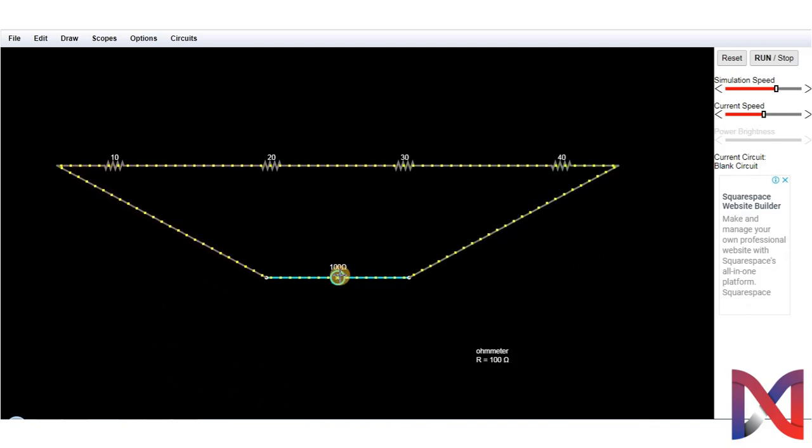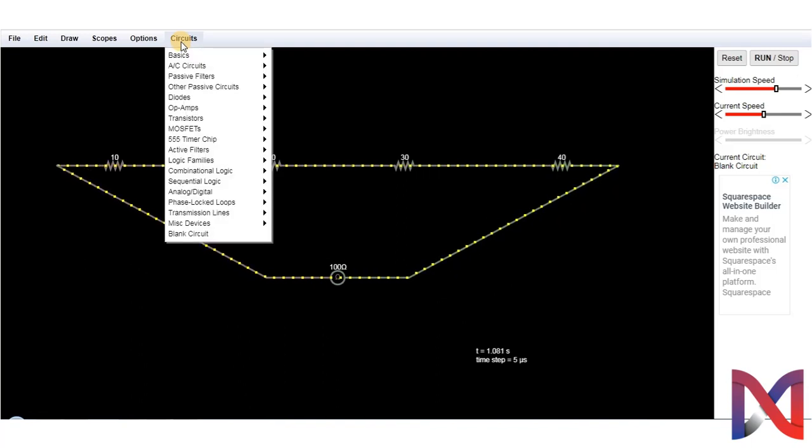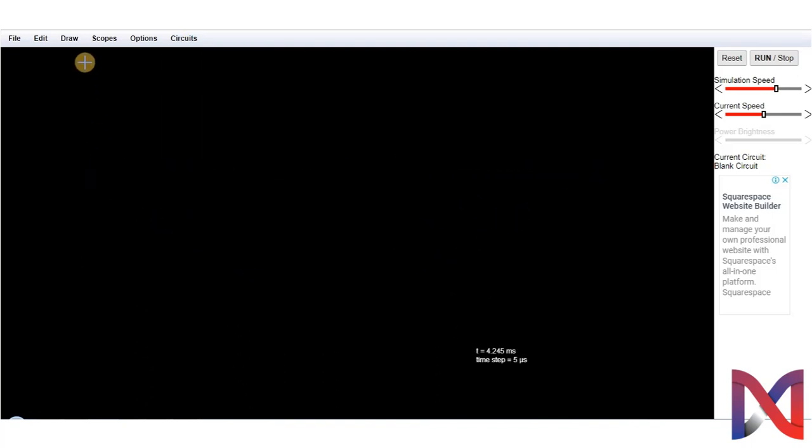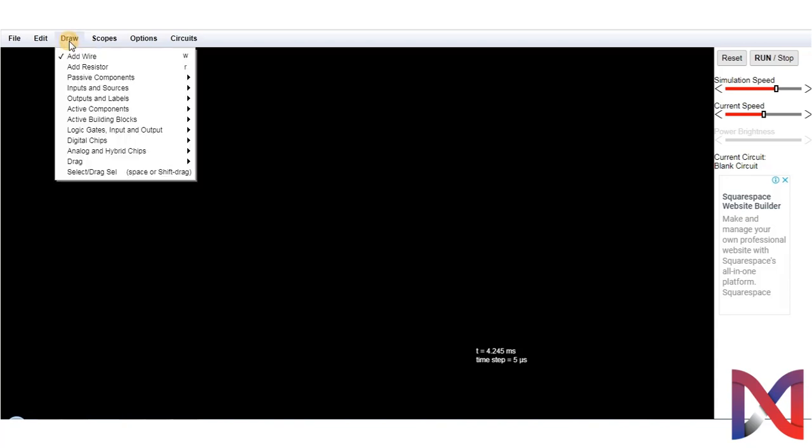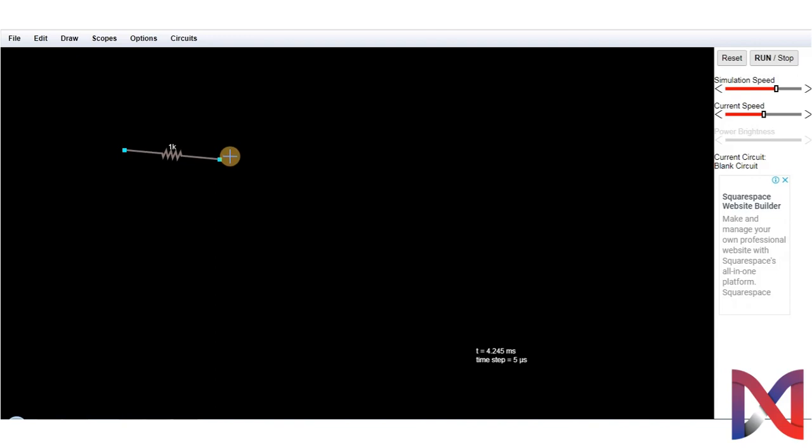Previously, through calculations, we also got the answer of 100 ohm. So it's verified. Let's make our new circuit. Our second example was having 2 resistors connected in series. Let's go and make it blank. Let's place our resistors first. Go to draw, place 2 resistors, change its values.